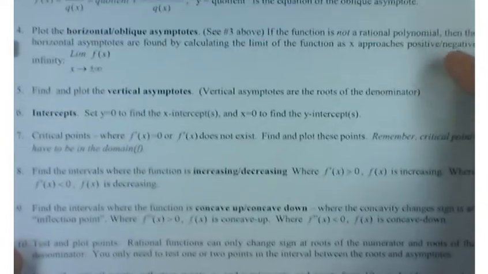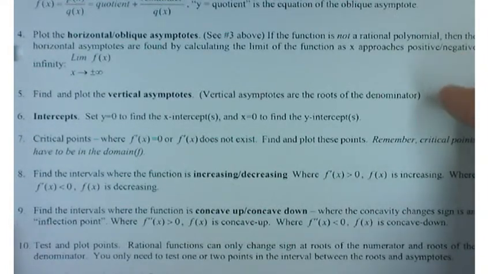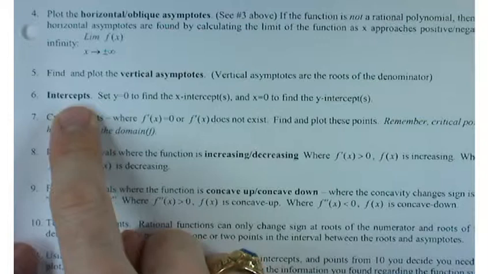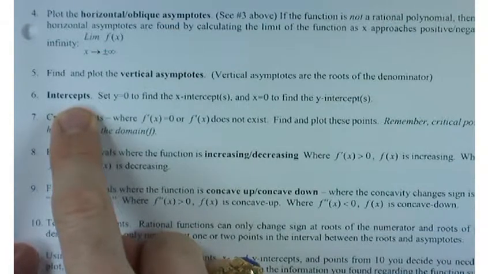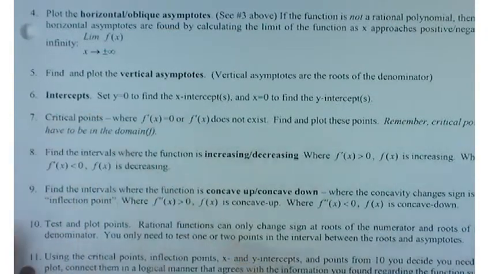Here are your tricks for rational functions. We mentioned that in the last section. Asymptotes, horizontal asymptotes, oblique asymptotes, intercepts. I'd like you to find your intercepts, so setting x equal to 0 and setting y equal to 0.